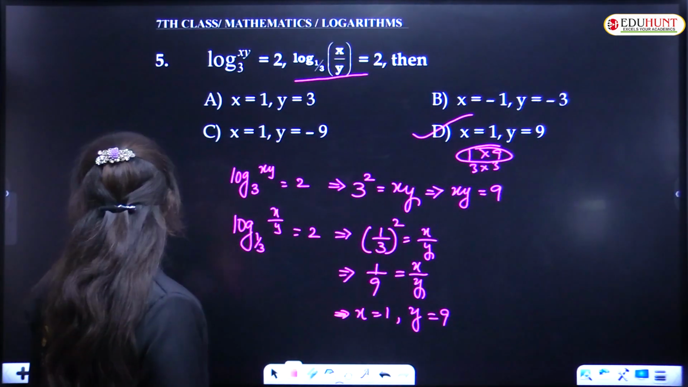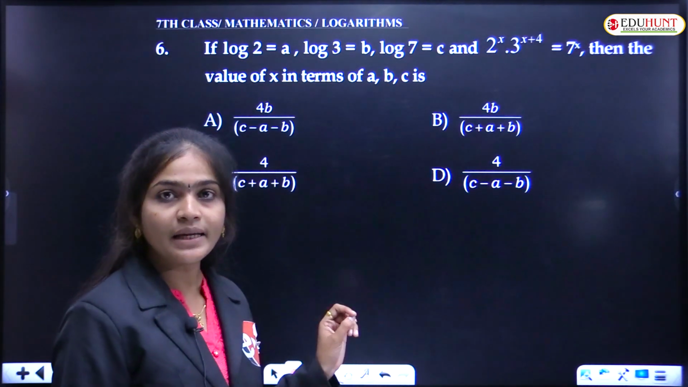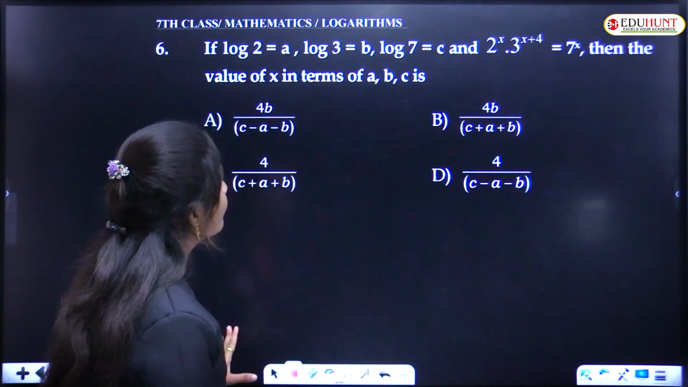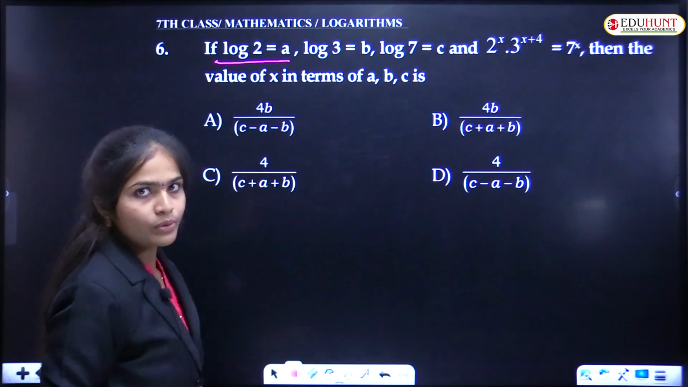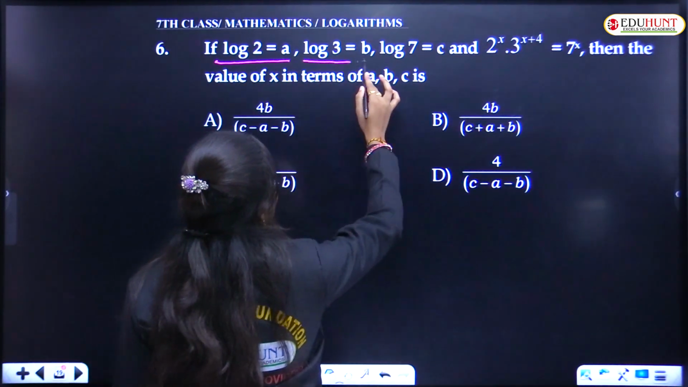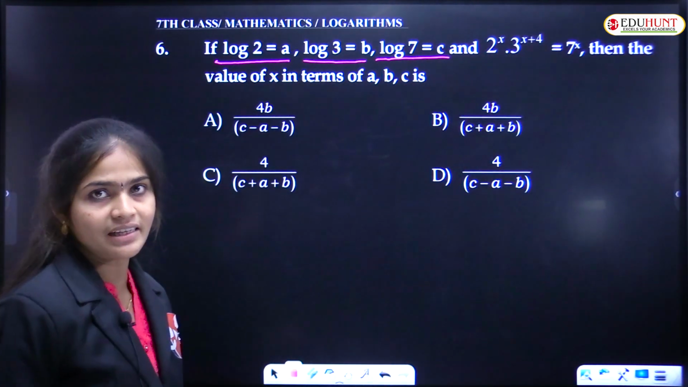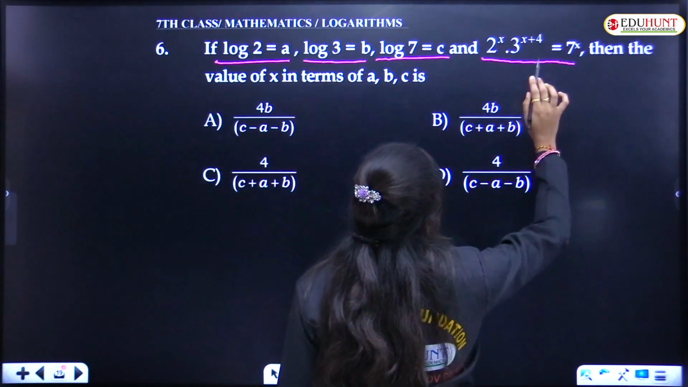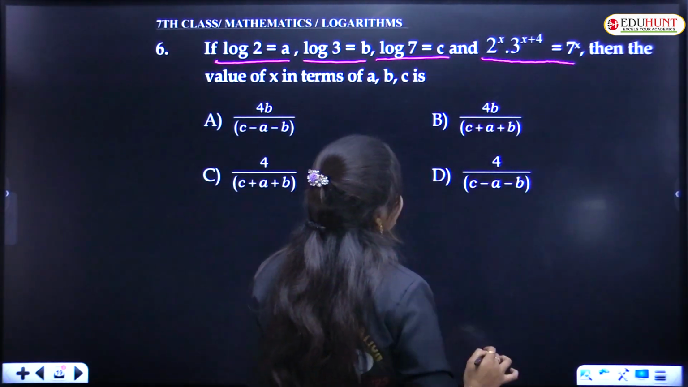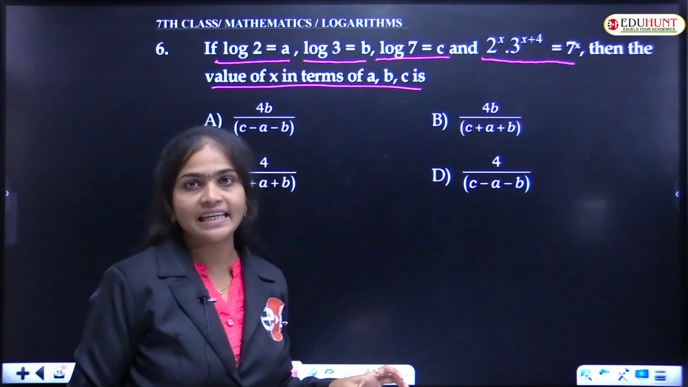So let us see the next question. Yes, see here. This is also a very important question, so listen carefully. See what they gave. Log 2 is equal to A, log 3 is equal to B, log 7 is equal to C. Actually those are the given conditions. And here they are saying that 2 power x into 3 power x plus 4 is equal to 7 power x. Then find the value of x in terms of A, B, C.